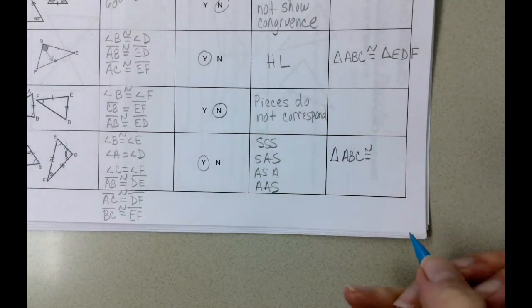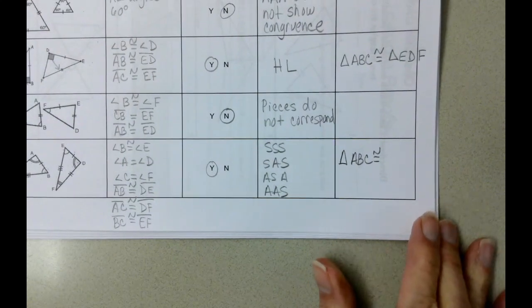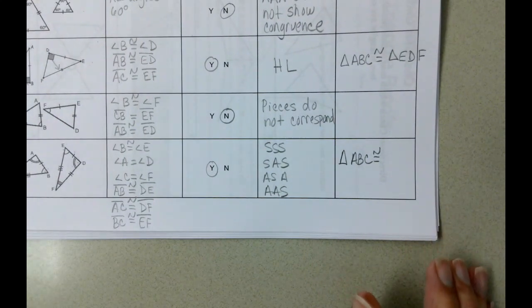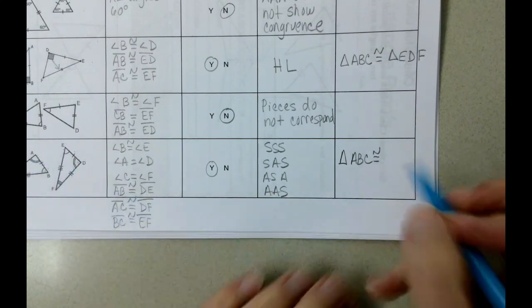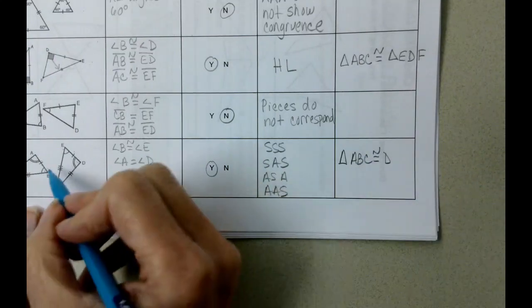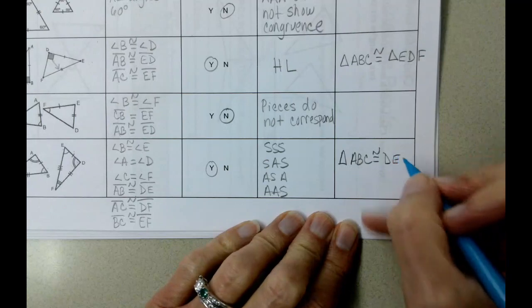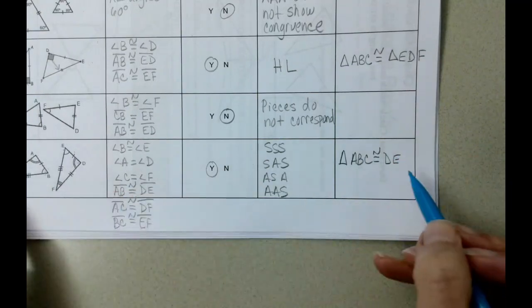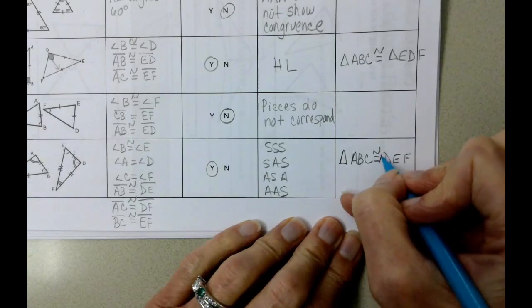Talk to your geometry teacher if it's not Mrs. Danhoff, because everybody does this a little bit differently. But A, B, C, A has two tick marks, and D has two tick marks. B has one tick mark, E has one tick mark, and C has three tick marks, and F has three tick marks. Don't forget, like I did, to put your triangle in front of there.